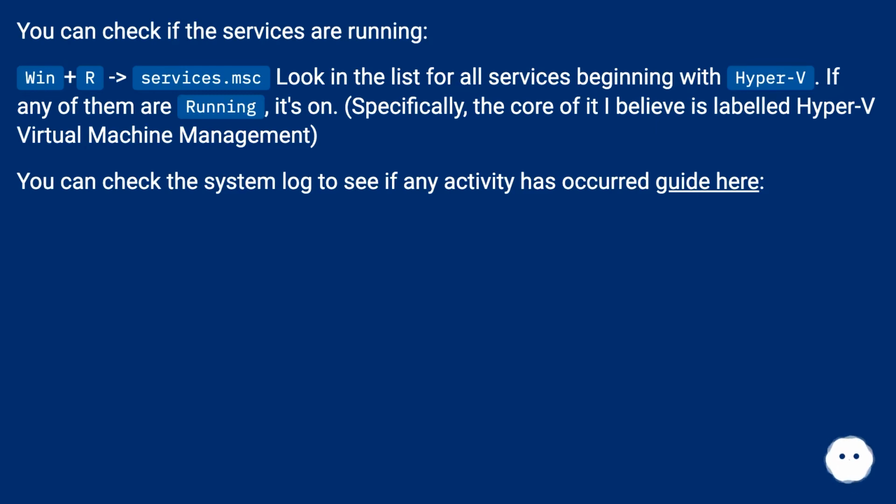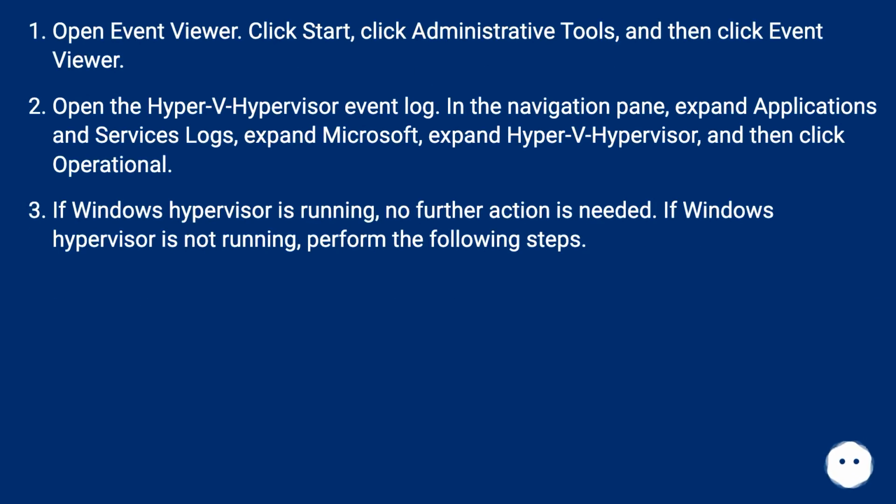You can check the system log to see if any activity has occurred. Guide here. Open Event Viewer. Click Start, click Administrative Tools, and then click Event Viewer. Open the Hyper-V Hypervisor event log. In the navigation pane, expand Applications and Services Logs, expand Microsoft, expand Hyper-V Hypervisor, and then click Operational.